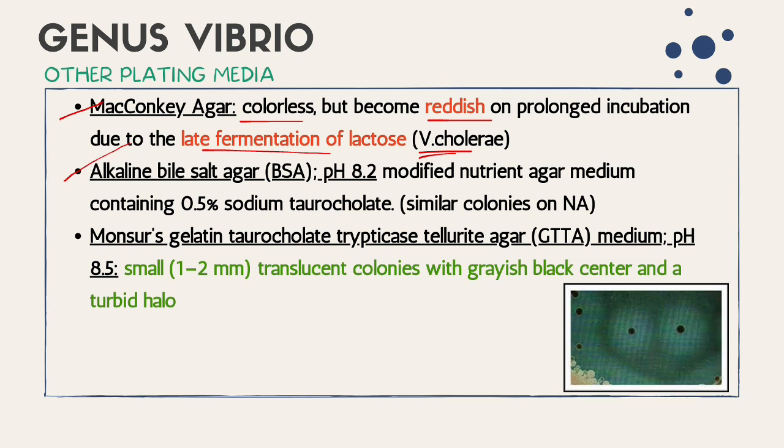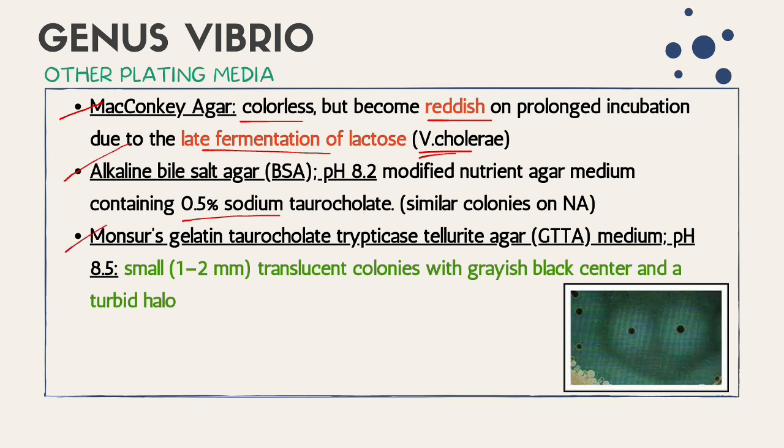So, this is just the modified version of the nutrient agar medium. It has an additional 0.5% sodium taurocholate. This increases the viability and the recovery of our Vibrio species. The colonies are similar again to those on nutrient agar. They appear as large mucoid colonies on BSA.